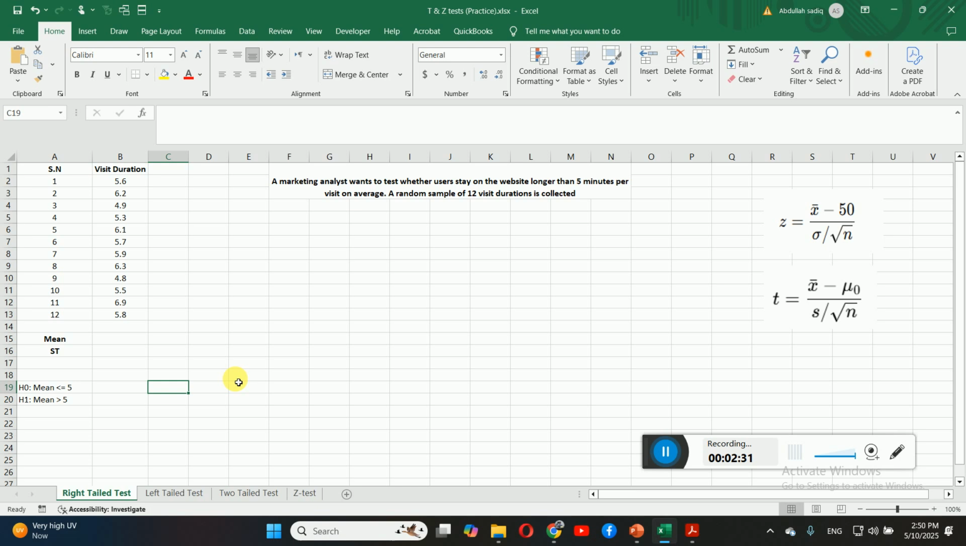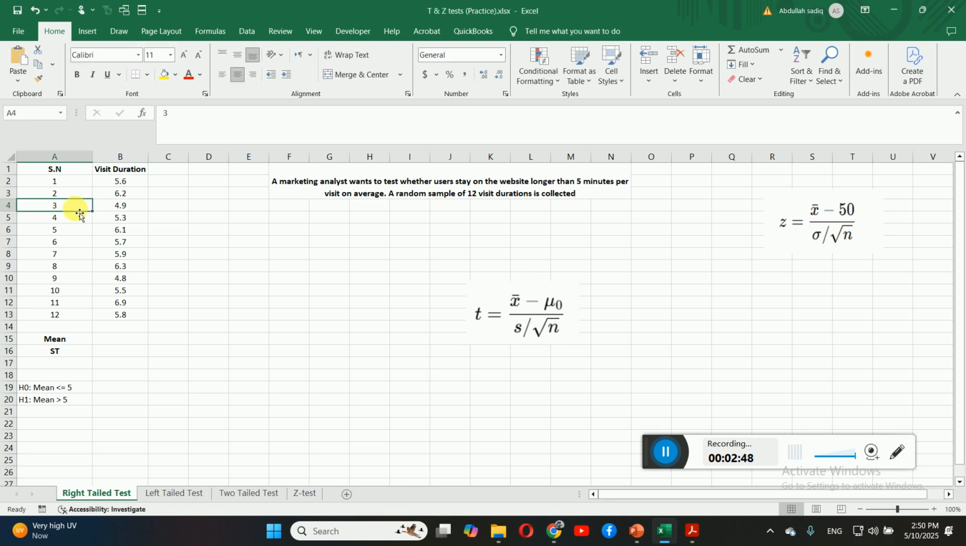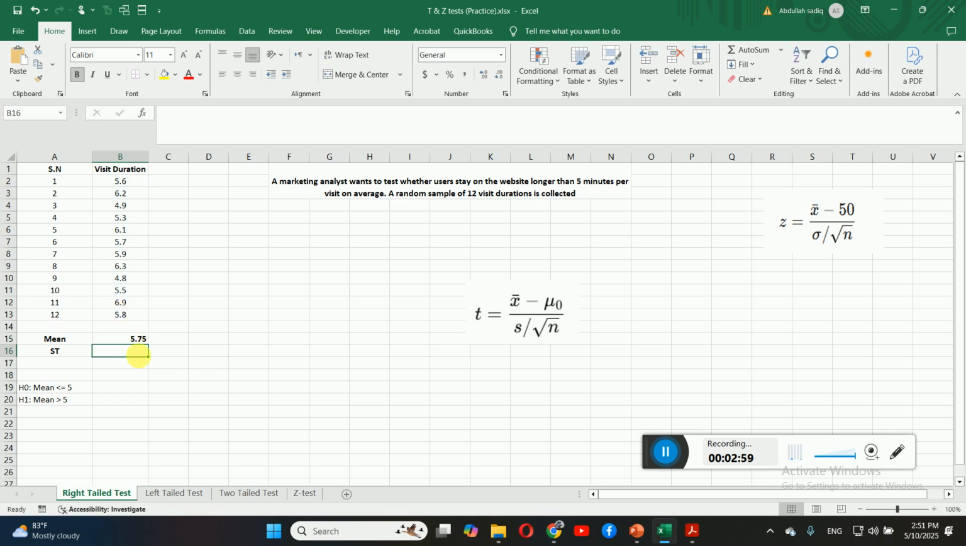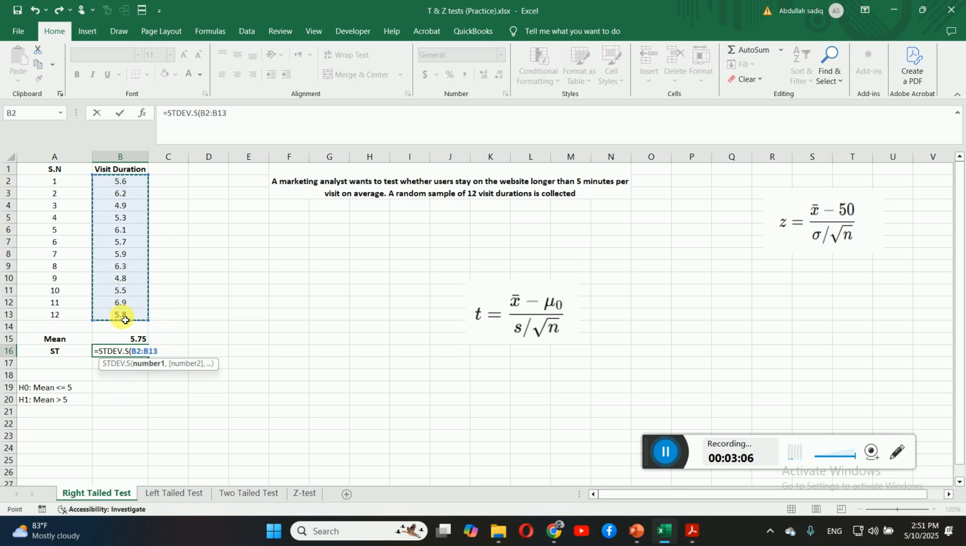Dear students, first we are using the T statistic. The reason is, as I have explained, in the T statistic the standard deviation is not known, so we first try to find out the standard deviation, and also the sample size is less than 30. That's why this example is appropriate for the T statistic. First you should find your mean value, the average. The average minutes we have is 5.75, and for the standard deviation you should use STDEV.S because this is our sample.